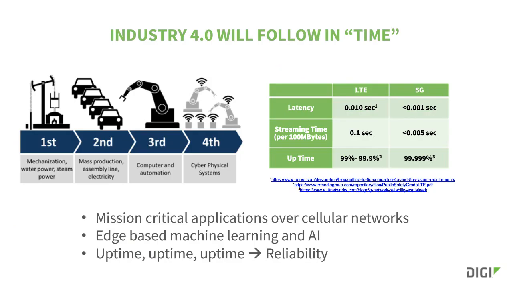Industry 4.0 will follow, and we put the word time in here. It's really all about time. It's about latency, it's about streaming time, it's about uptime. So you're going to have mission-critical applications over cellular networks. Edge-based machine learning and AI will be more easily deployed with 5G. And when you're in mission-critical or automation systems, it's uptime, uptime, uptime.